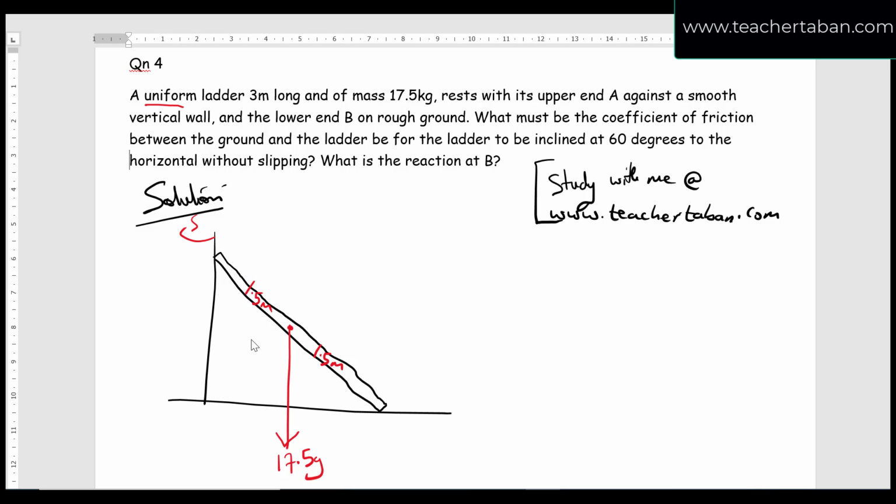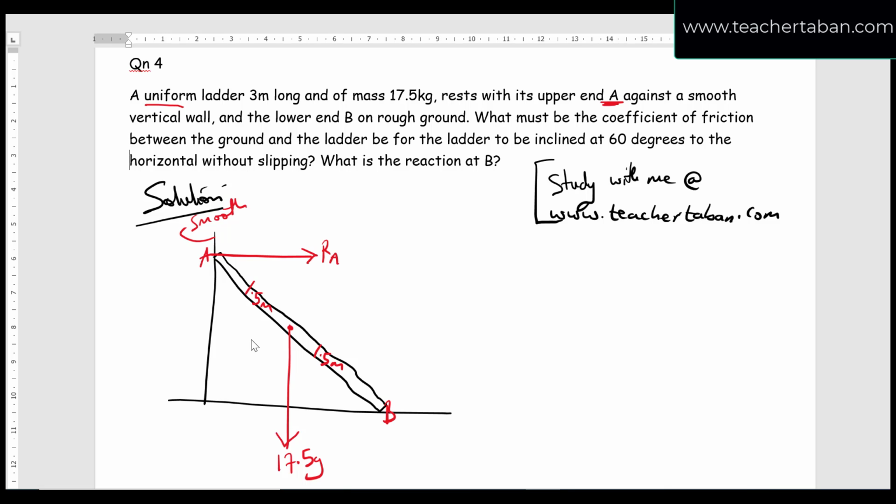So if this is smooth, we say that whenever the wall is smooth, then we normally have a normal reaction at that point A. I'll call that one point A. So end A is against a smooth vertical wall. And then end B is against a rough ground. So if this is a rough ground, that means that the reaction always acts at an angle. It is not a normal reaction at point B.